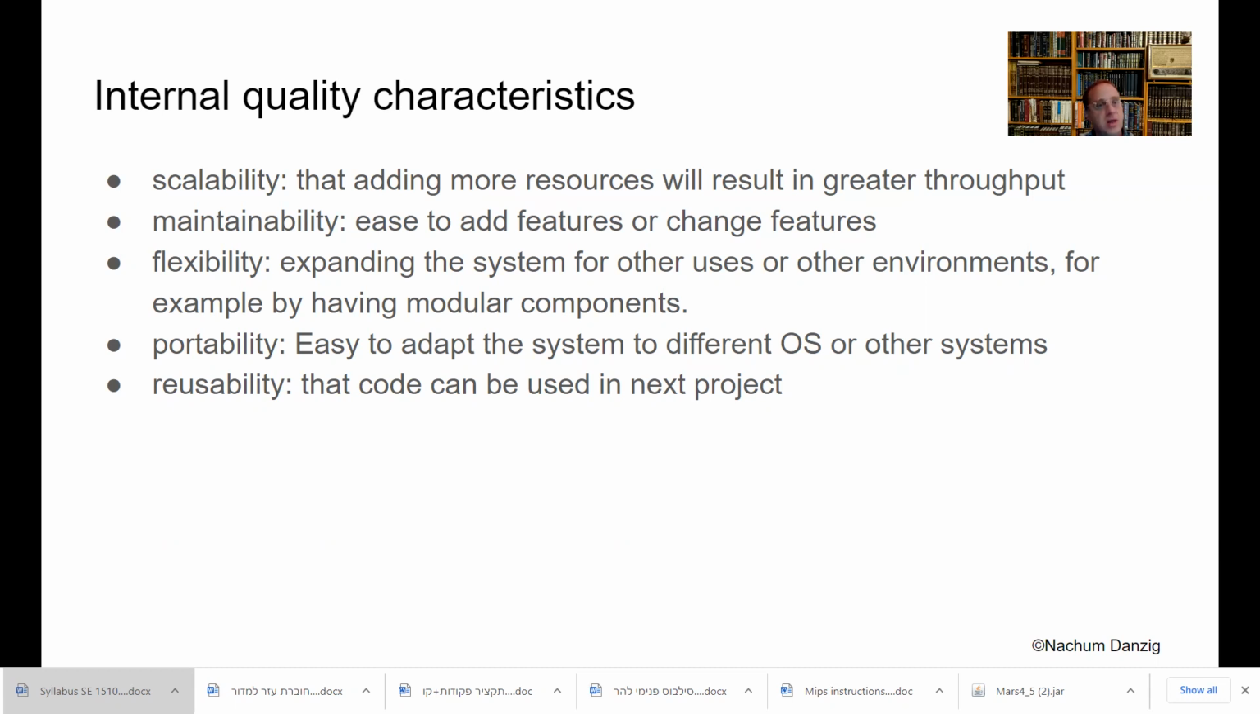That's scalability. Maintainability is that in the code itself, I want to add a new feature. I want to add a button that does some new thing, or a new drop-down menu. And when I add that, is it going to require me to do a lot of programming or a little programming? That's maintainability.